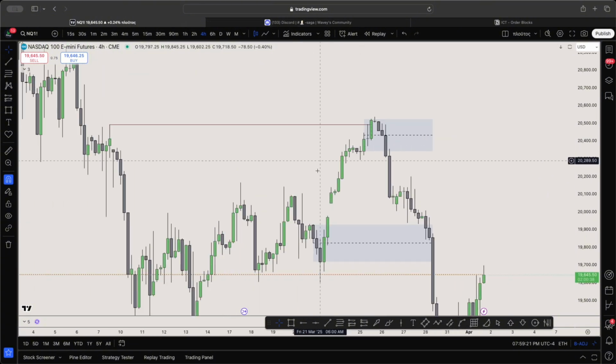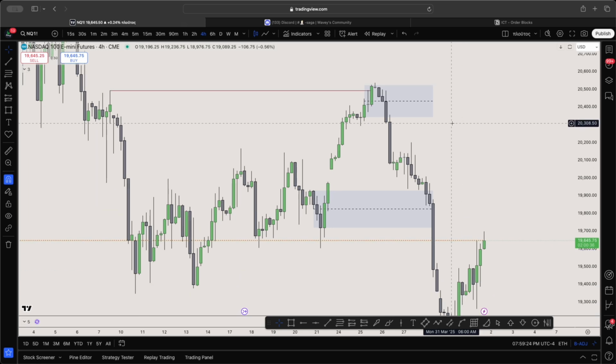So yeah, high probability order blocks are pretty much just waiting for a liquidity sweep before the order block forms, and then you look for that order block.